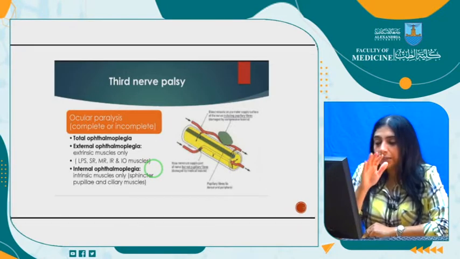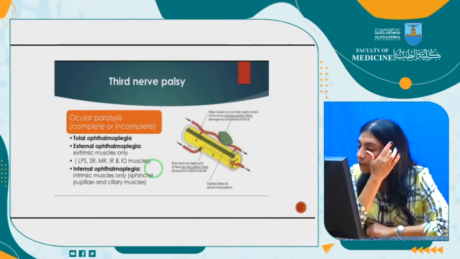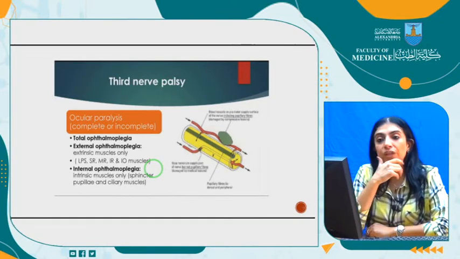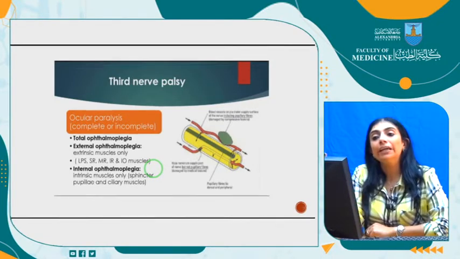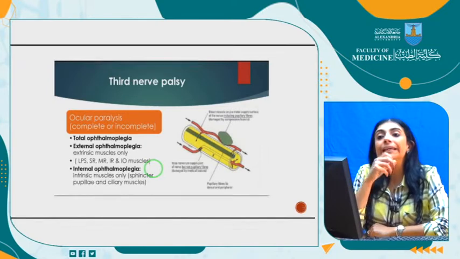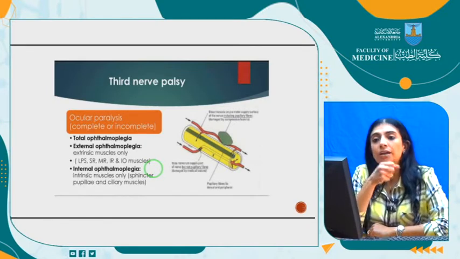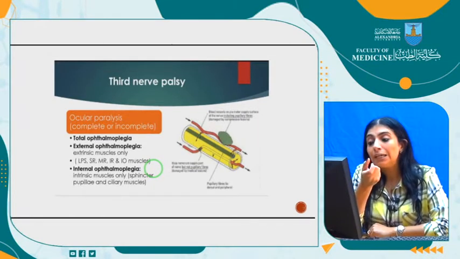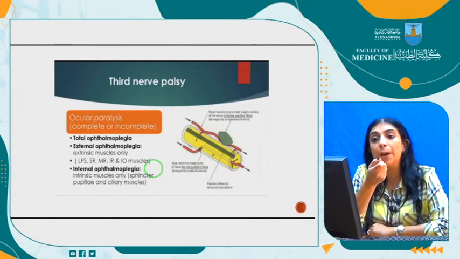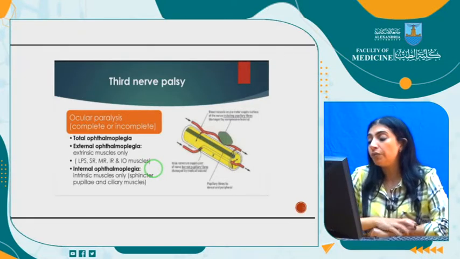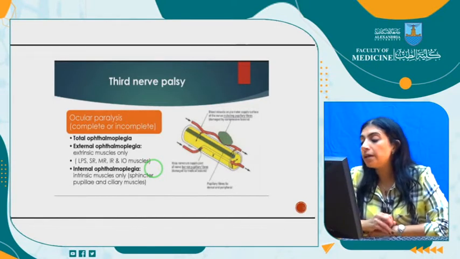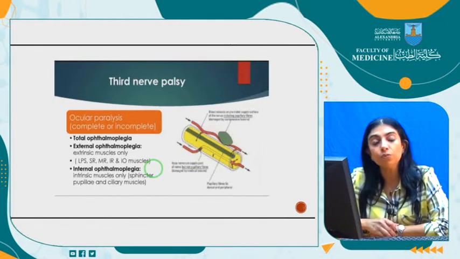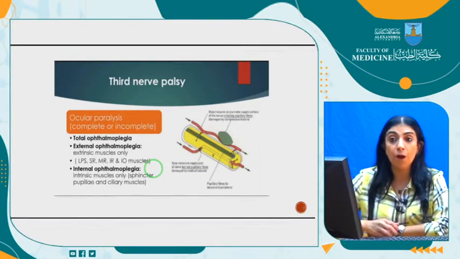As we said before in the lecture, the oculomotor nerve supplies most of the extraocular muscles in addition to the intrinsic muscles of the eye, which are the sphincter pupillae by parasympathetic innervation, responsible for miosis of the pupil, and the ciliary muscle, which is responsible for accommodation.